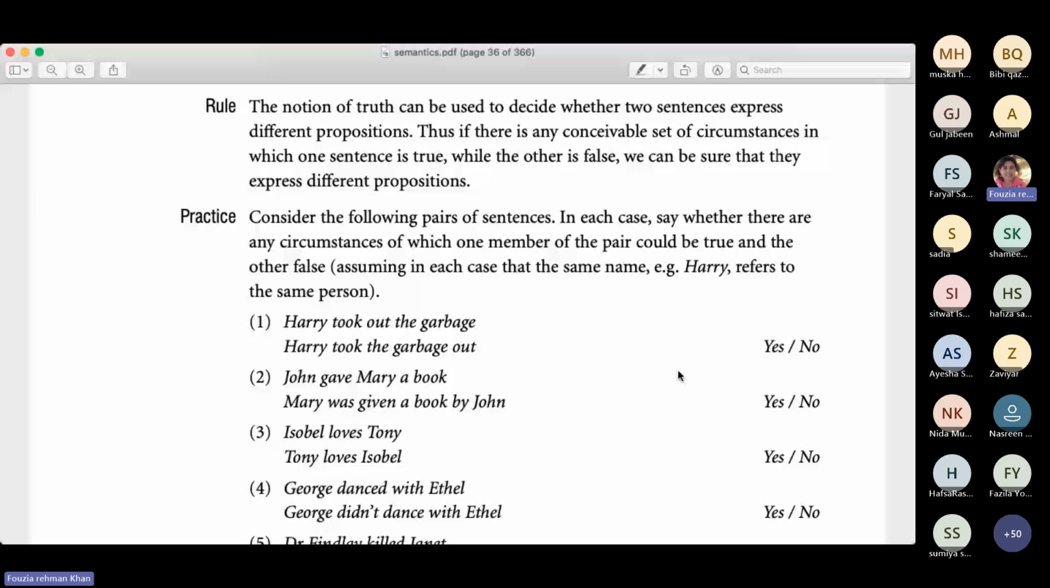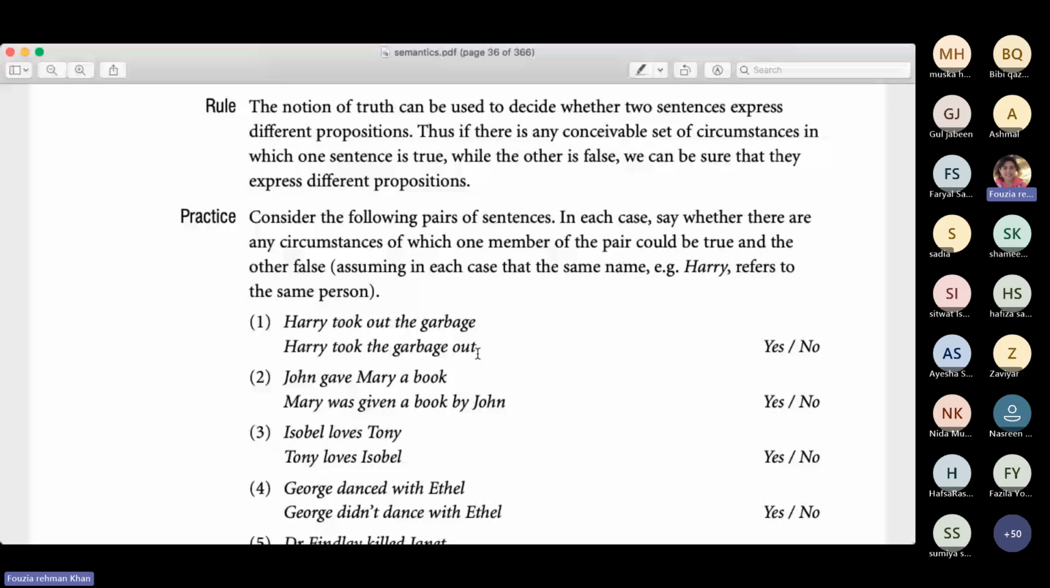So we have to see if it's a combination of one true and the other false. What is this? Harry took out the garbage. Harry took the garbage out. Now this is one proposition. If this is true, the other would also be true, right? So this is not a combination of one true, other false. What you are supposed to do is check whether there are any circumstances in which one member of the pair could be true and the other false. Both of them would either be true together or false together. It cannot be that one is true and the other is false. Okay.